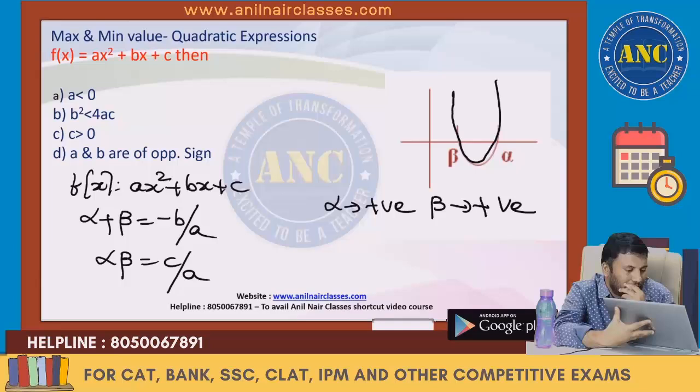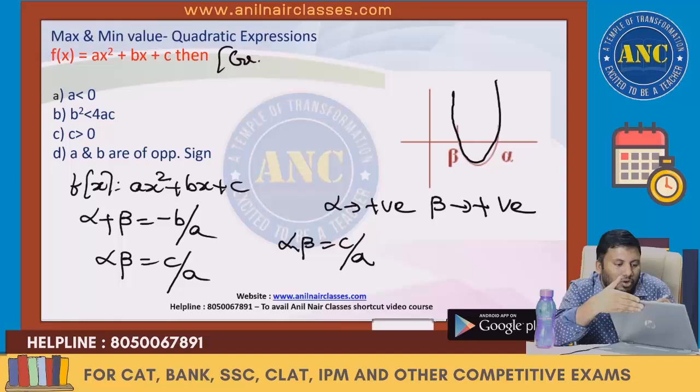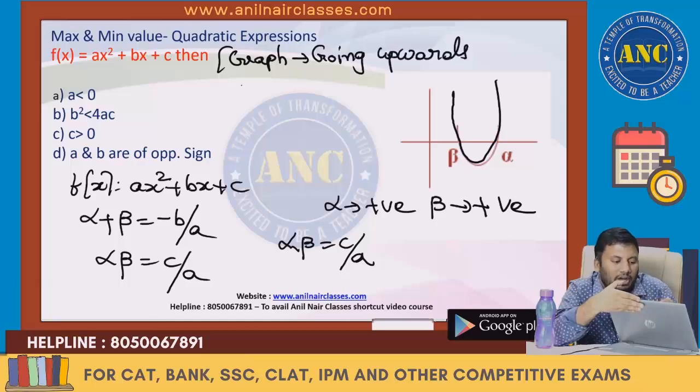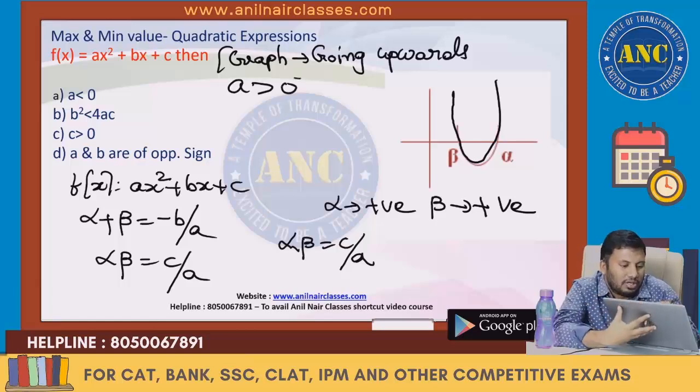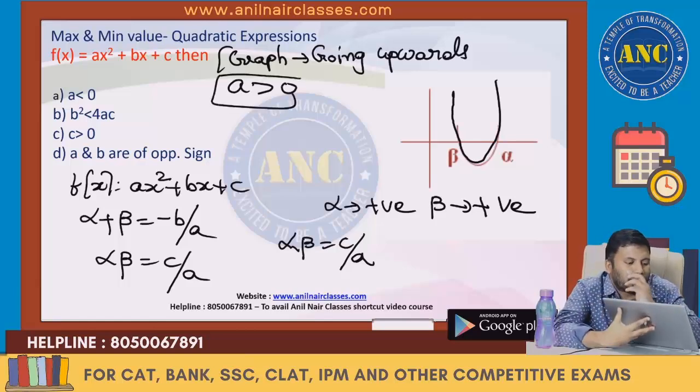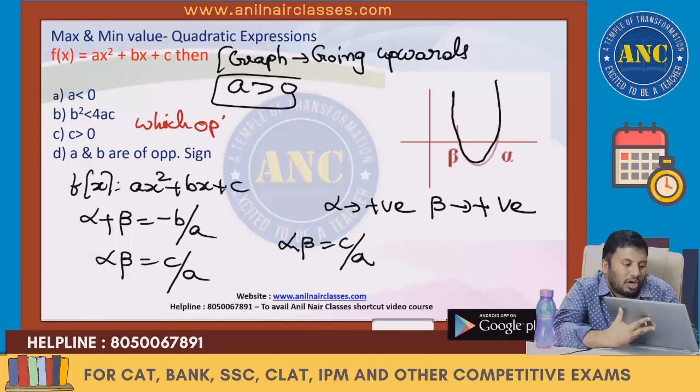Now see here, sir. Alpha beta is c by a. The graph is going upwards. If the graph is going upwards, a is greater than 0. The question is, which of the following options are always true? There are 4 options given. Which options will mandatorily be true?